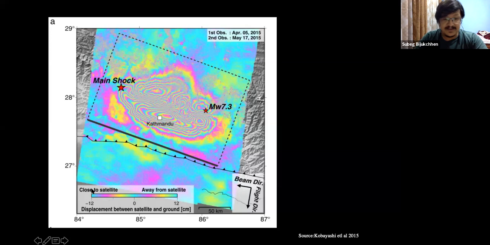So what they did is that this is the close to satellite and away from satellite. That means up and down. So it moved up and down. Somewhere it moved up, somewhere down. But there was a difference in the crust altitude. In millimeters, of course. In centimeters, 12 centimeters, not much.